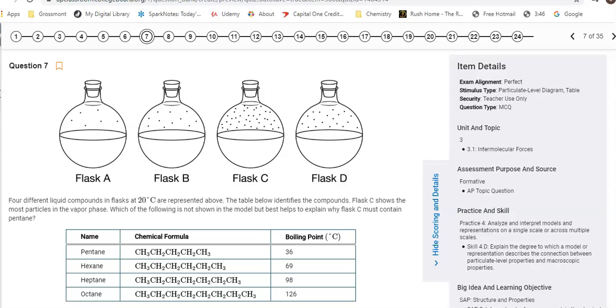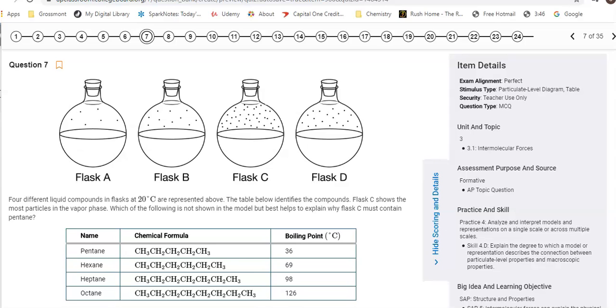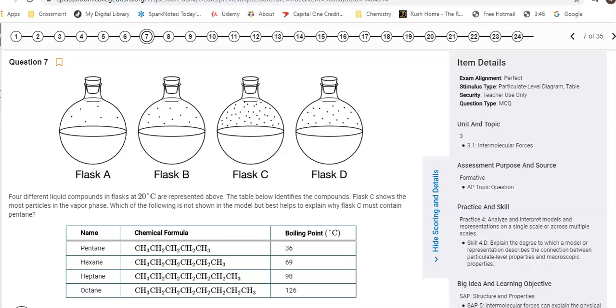Okay, 4 different liquid compounds in flasks at 20 degrees centigrade are represented above. The table below identifies the compounds. Flask C shows the most particles in the vapor phase, as you can see. Which of the following is not shown in the model, but best helps explain why flask C contains pentane, which is the smallest? Well, again, it's the smallest molecule.